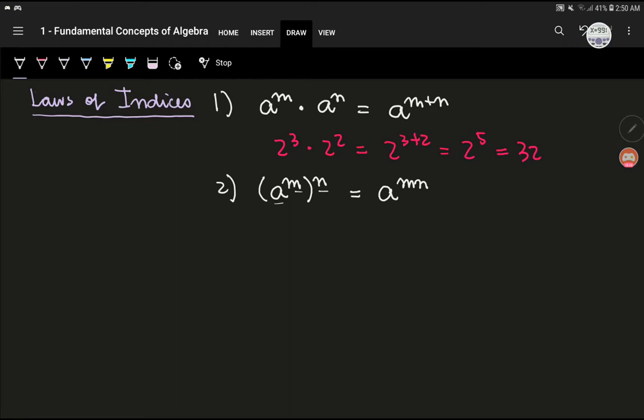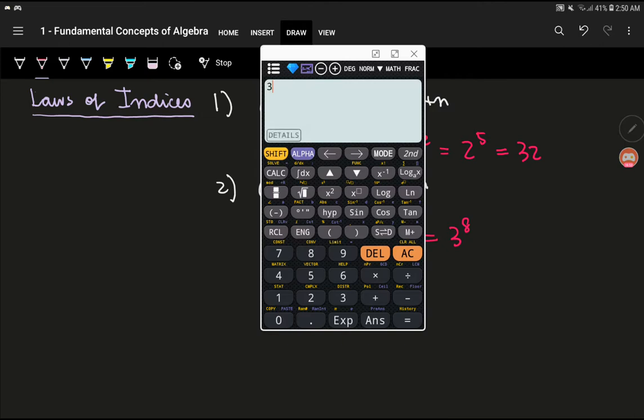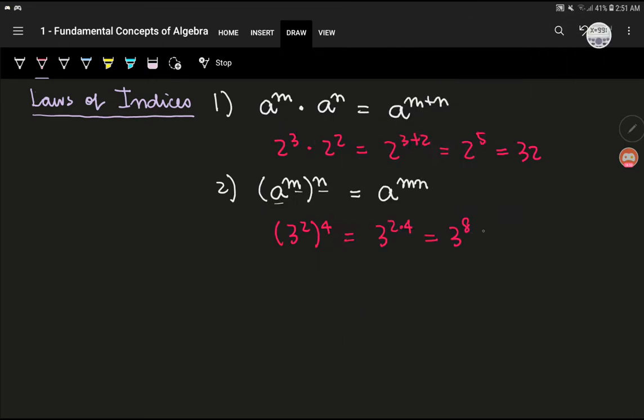An example: let's say we have 3 to the power of 2, in brackets, to the power of 4. According to this law, we can rewrite it as 3 to the power of 2 multiplied by 4. And 2 multiplied by 4 is 8. So we have 3 to the power of 8, which is 6,561.